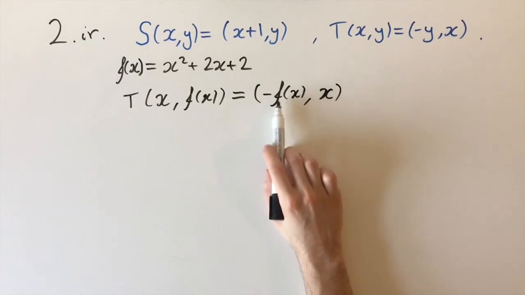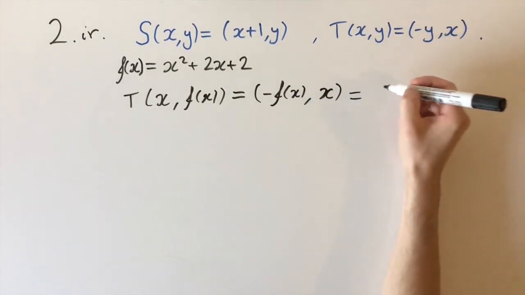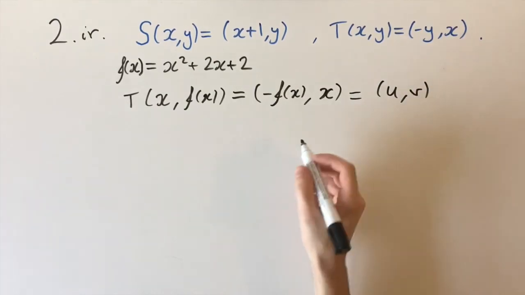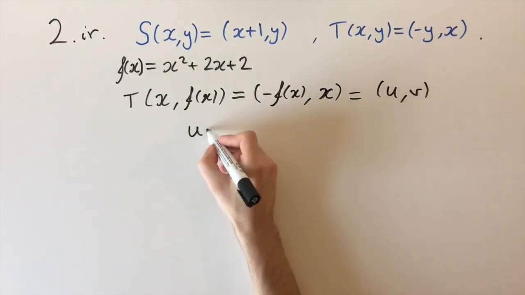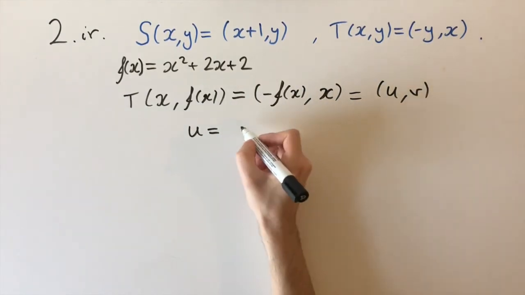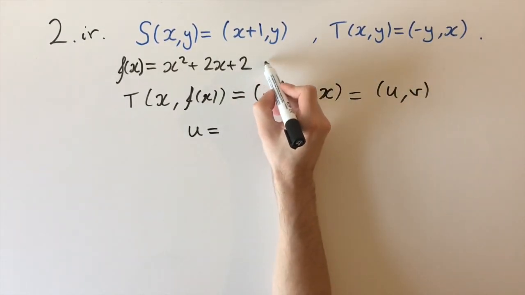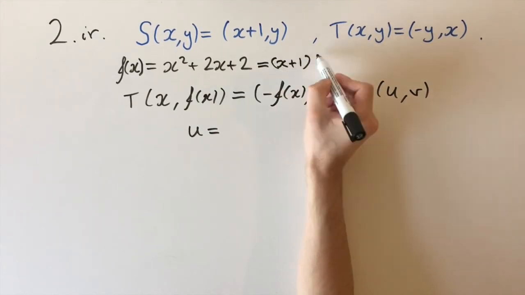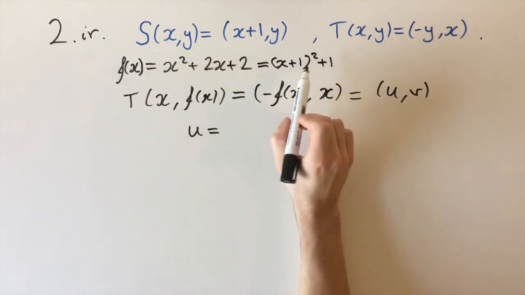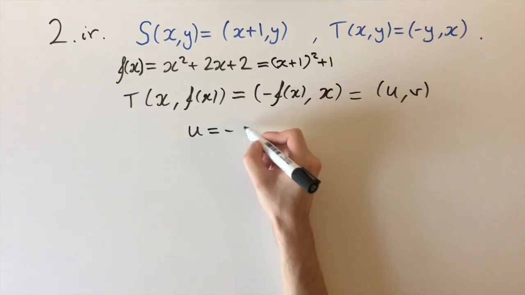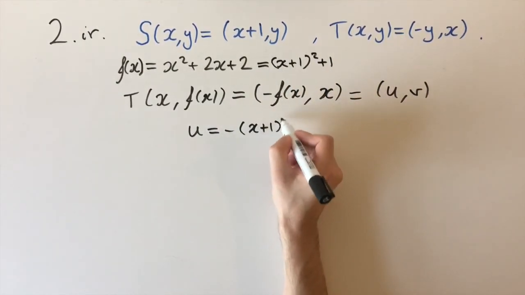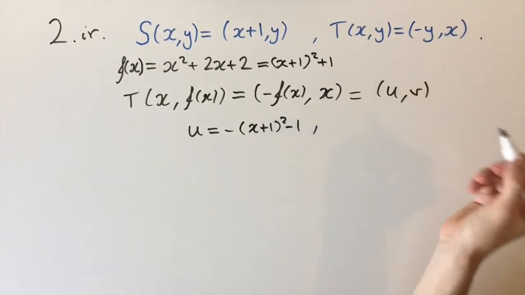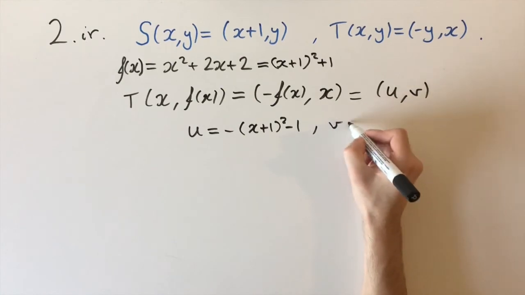What I am going to do is write this in terms of new coordinates. I'm just going to write this as u, v. And let's just write out what u and v are. So u equals this function minus this function. Actually, let me just factorize this a little, just to simplify a little bit. We have x plus 1 squared plus 1. That's just a bit simpler form. So we have minus this. We have minus x plus 1 squared minus 1. This is what u is, just by equating the coefficients. And then v is x.